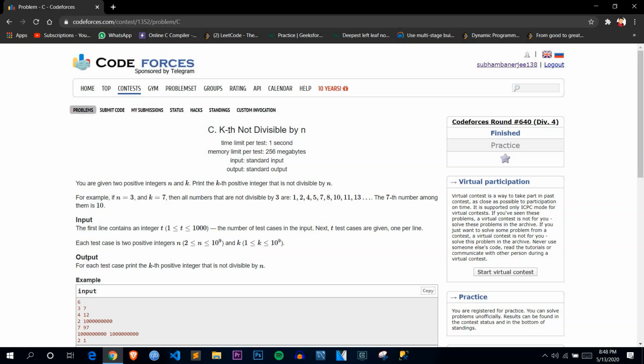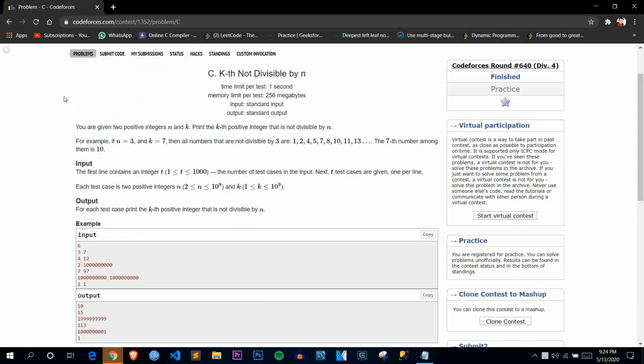So the problem states: kth non-divisible by n. What does this exactly mean? Let's go through it. What the problem says is you are given two positive integers n and k, print the kth positive integer that is non-divisible by n. So the problem statement is pretty straightforward.